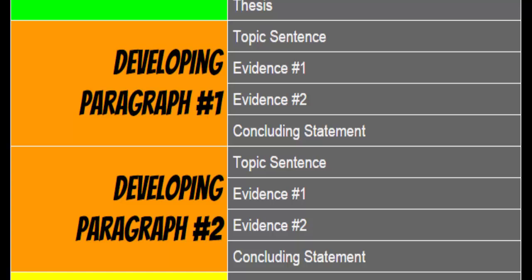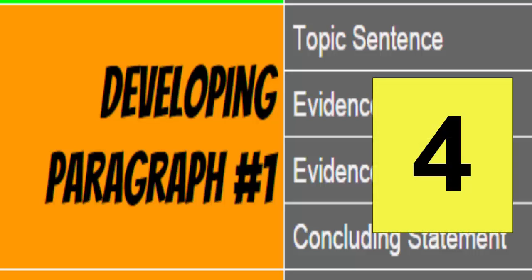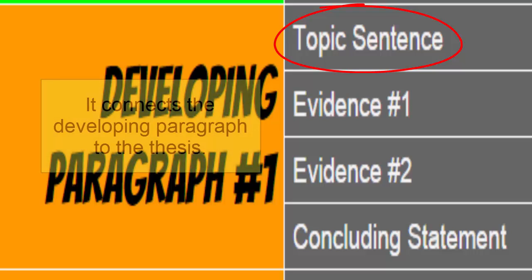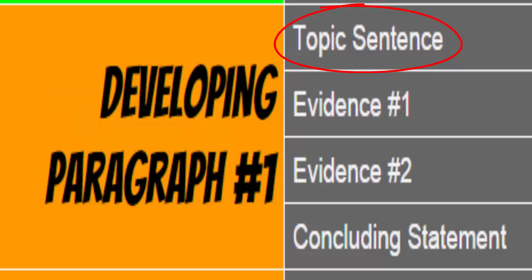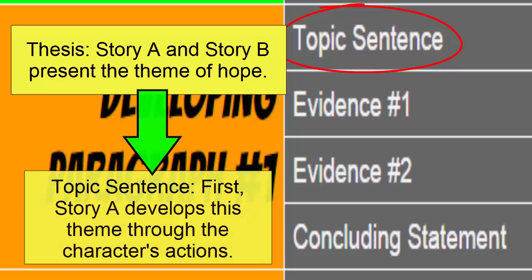Let's look at the developing paragraph itself. The introduction consisted of 3 parts. The developing paragraph consists of 4. First is a topic sentence. The topic sentence is not evidence. The topic sentence connects the developing paragraph to the thesis. So, for instance, if your thesis addressed how both texts develop a similar theme, then your topic sentence for paragraph 1 may be how the first text develops it. The topic sentence must connect to the thesis statement and use some of the same language.